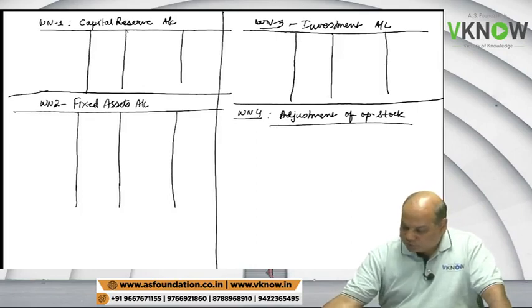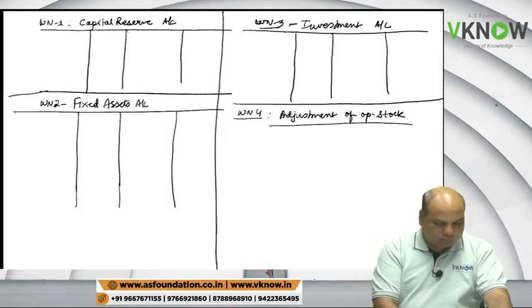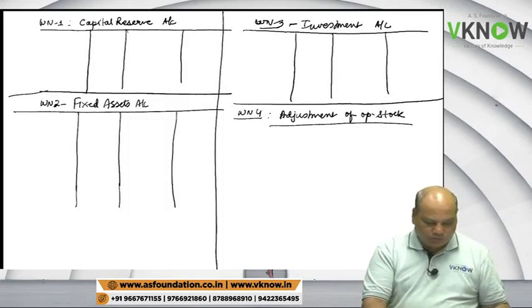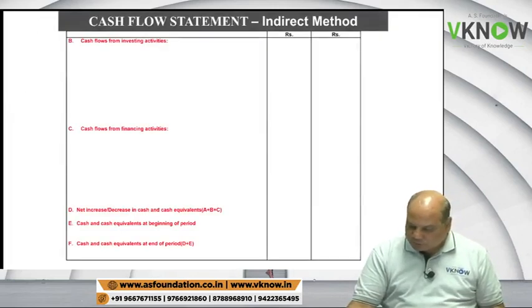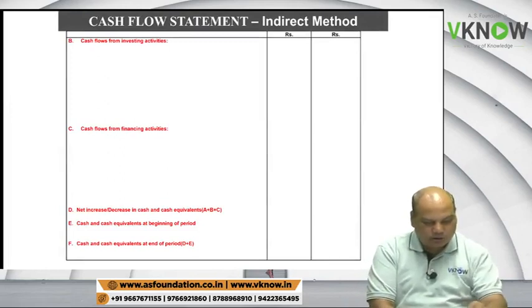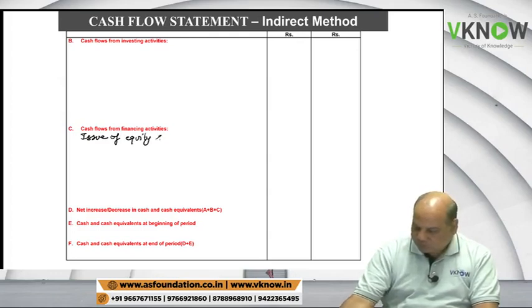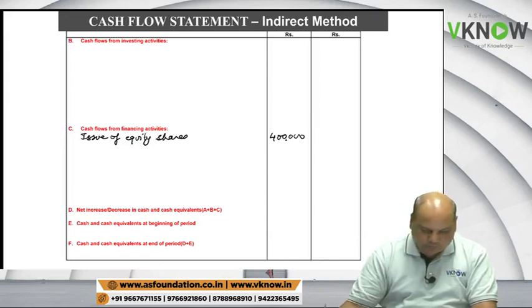So I'll come back to these working notes later. Let us start this question now, line by line. Equity share capital is easy. We will write in financing activity: issue of equity shares, positive figure 4 lakh.